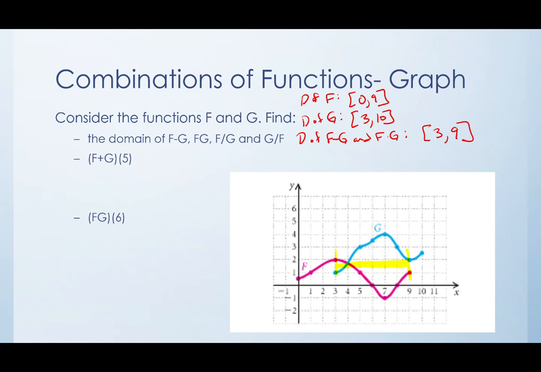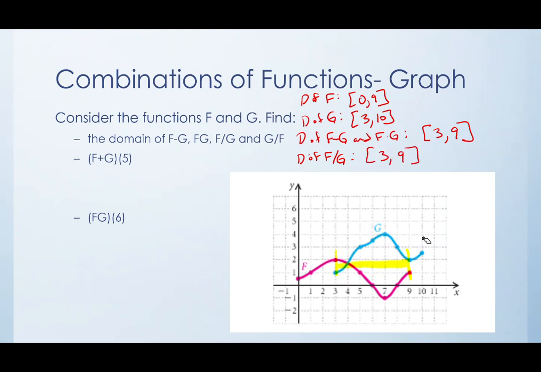Okay, so we're going to hold off on the divide. Well, actually, we might as well. We can do that, right? So the domain of f over g. We're going to start with 3 to 9, and then we look at g and ask, is there anything that's going to make me divide by 0? g never takes on a value of 0, so we don't need to worry about it. It's just going to be 3 to 9.